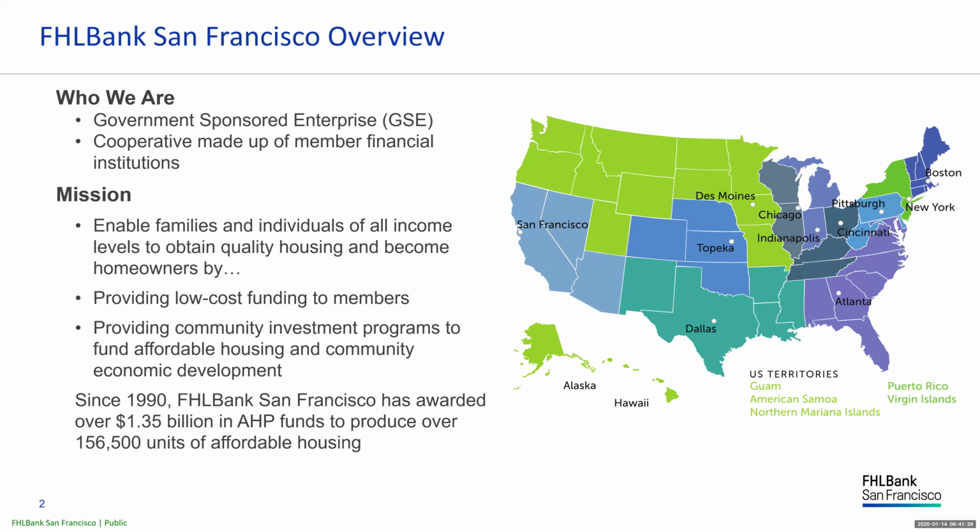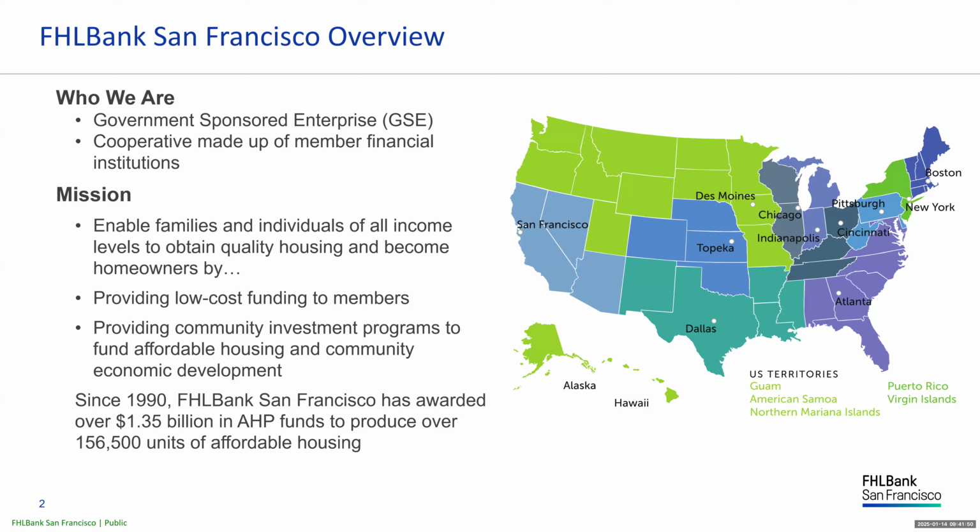The Affordable Housing Program is the bank's largest community investment program. Since 1990, the bank has set aside 10% of its annual net income to support the program. The bank has awarded over $1.35 billion in AHP subsidies to produce over 156,500 units of quality affordable housing targeted to low and moderate income households.